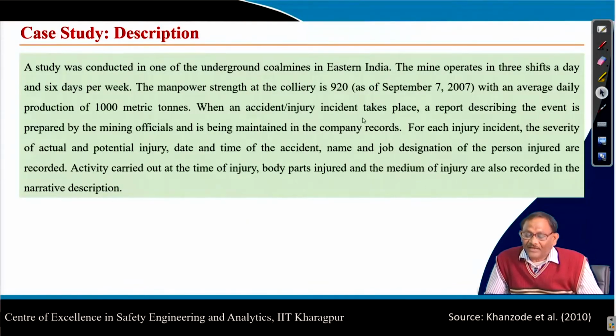You can understand that we did the study long back, but even today this kind of data and the relevance of the study is not ignored, because it is still there. It is one part of the PhD work of one of my students. The source is Khanjodi et al., 2010, and this paper was published in one of the leading safety and ergonomics journals called Applied Ergonomics.